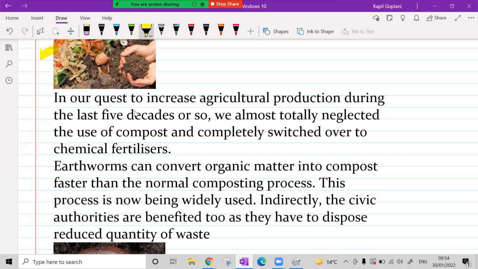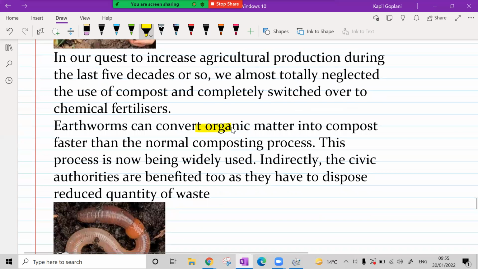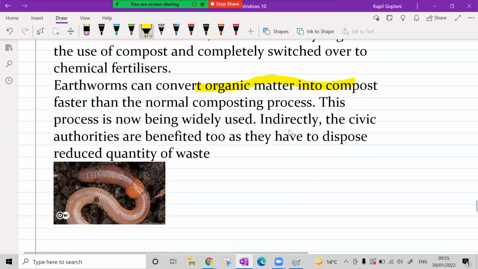Yes, sir. In our quest to increase agriculture production during the last 5 decades or so, we almost totally neglected the use of compost and completely switched over to chemical fertilizer. Earthworms can convert organic matter into compost faster than the normal composting process. This process is now being widely used. Indirectly, the civic authorities are benefited too as they have to dispose of a reduced quantity of waste.